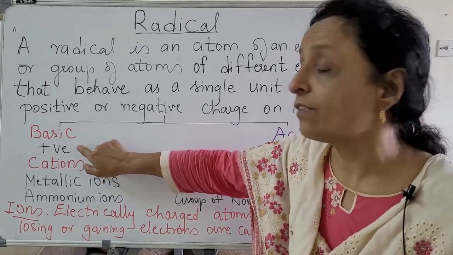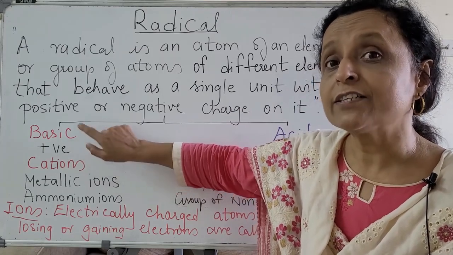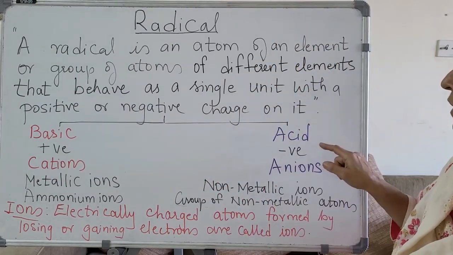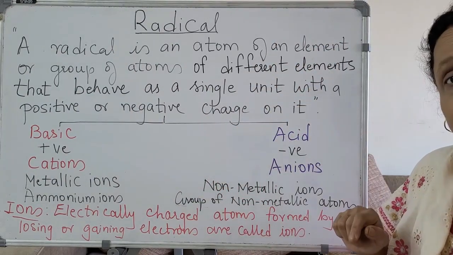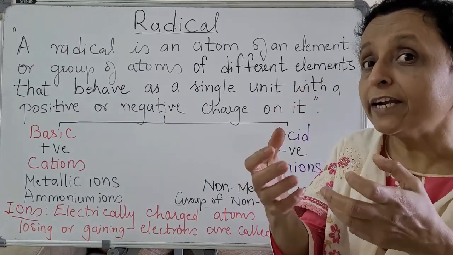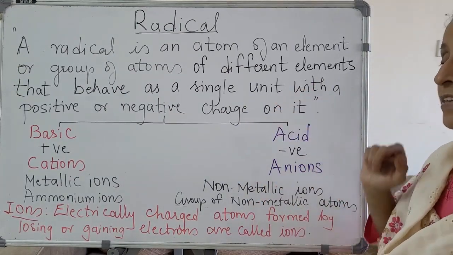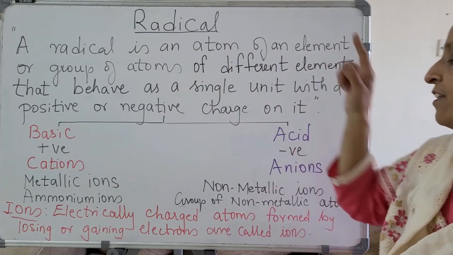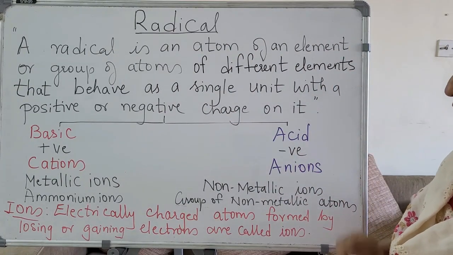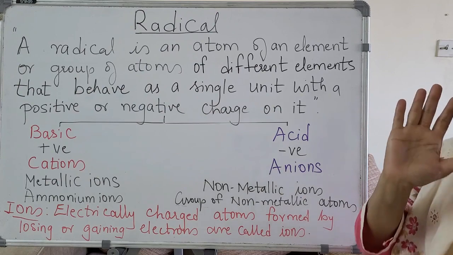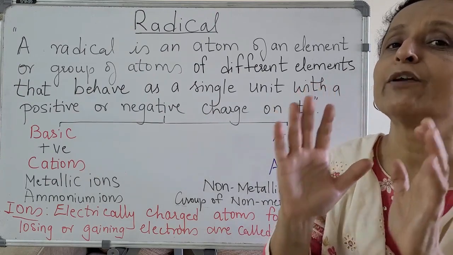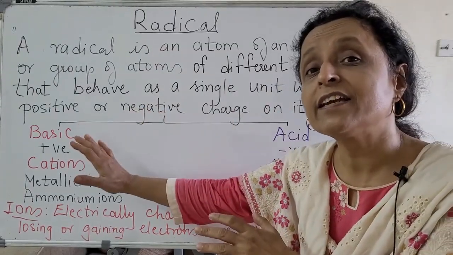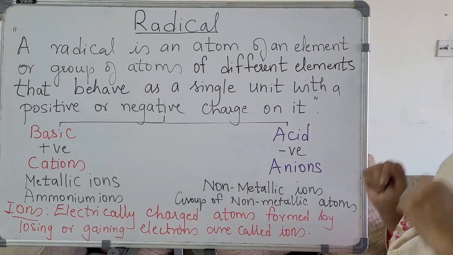Now, positive ions, positive atoms which have become radicals, they are known as cations. Now negative atoms which have developed negative charge, they are known as anions. So cations and anions, positive charge cations, negative charge anions. So here you have understood about the positive and negative. If they are positive, basic, negative, acidic, positive ions, cations, negative ions, anions.